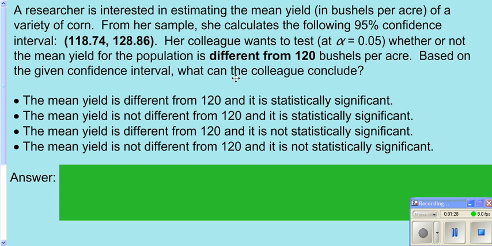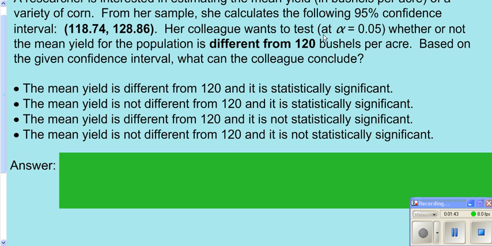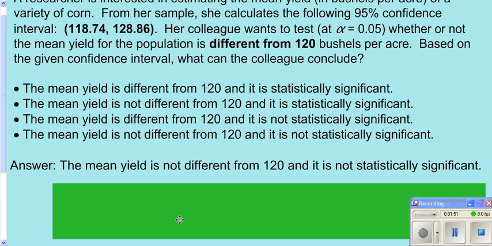So what would you conclude here? Well, since 120 is between our 118.74 and our 128.86, we would say, well, that's a 95% confidence interval, so therefore our alpha is at 5%. Since 120 is in here, we would then conclude that it's not significantly different than 120 and not statistically significant.